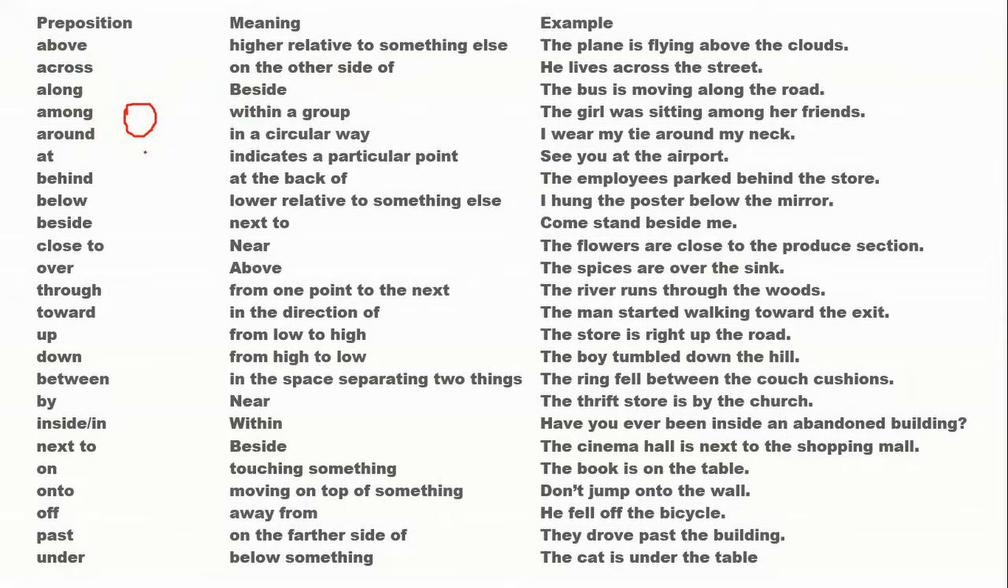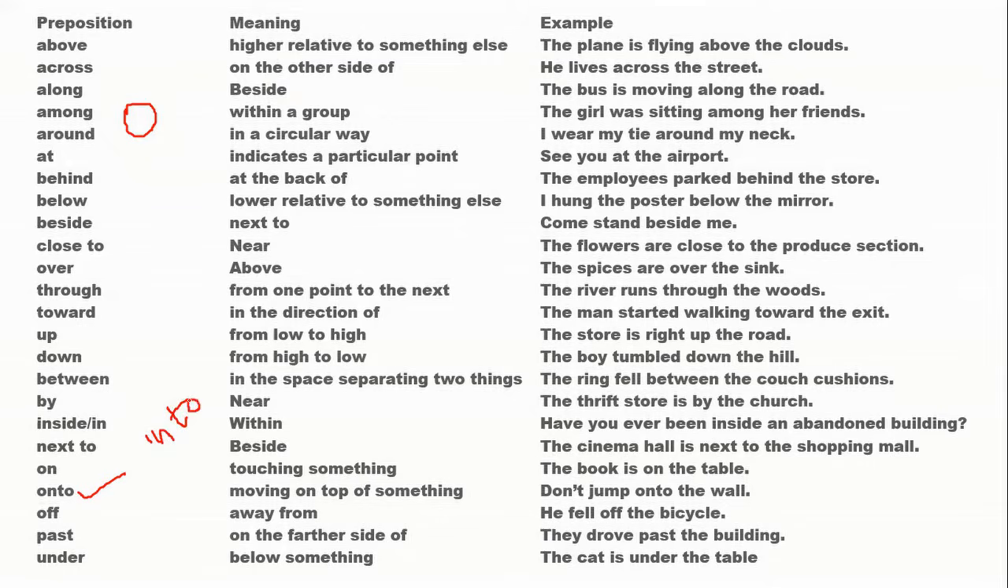At a particular point, like at the airport, behind, at the back of, below, lower, beside, you see this from top to bottom. Okay, I wanted to talk about two things: onto, and there is one more, into. In means something inside, and first let's look at in. But if something is inside with motion, we use into.